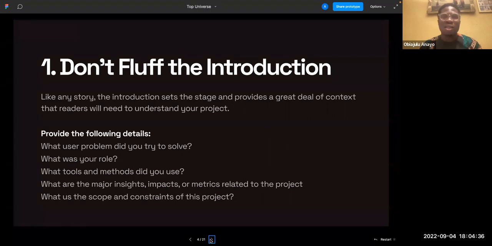The introduction sets the stage with a great deal of context that will enable readers to understand what the project is all about. So you have to be very particular about the introduction. You need to provide some salient details that HR managers will be looking out for. When I'm looking at the case study, aside from the hero image, I'm trying to look out for what user problem you tried to solve. More importantly, you need to state your role on that project.